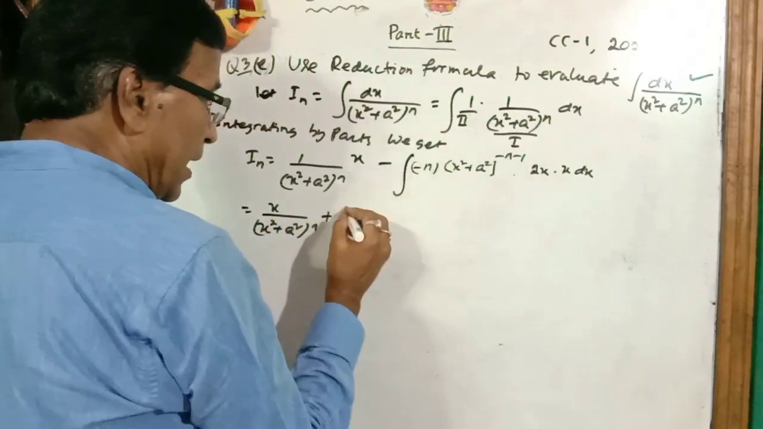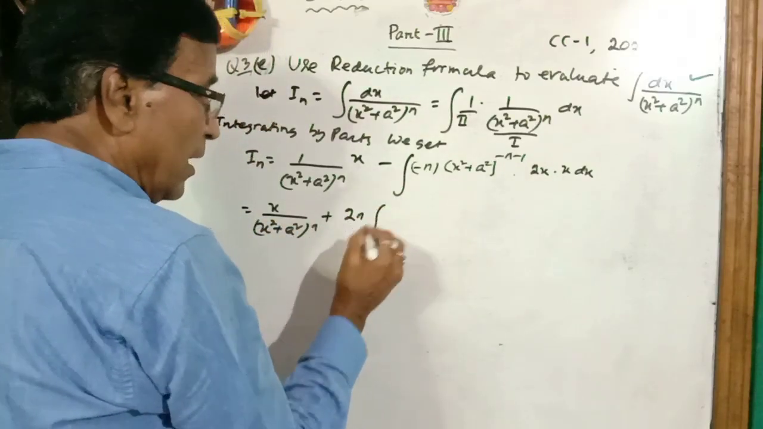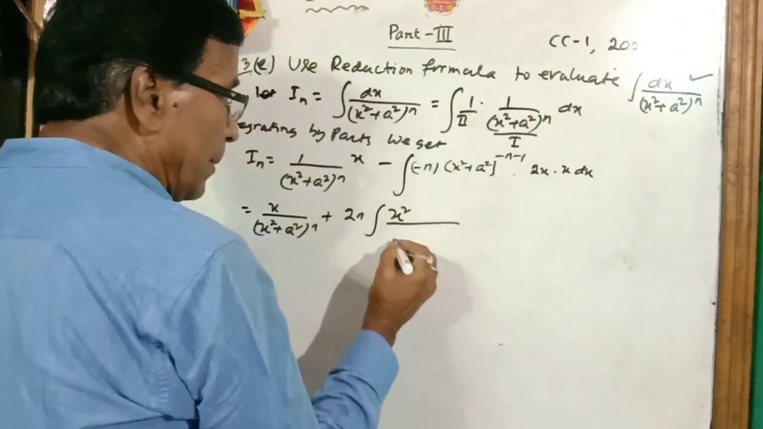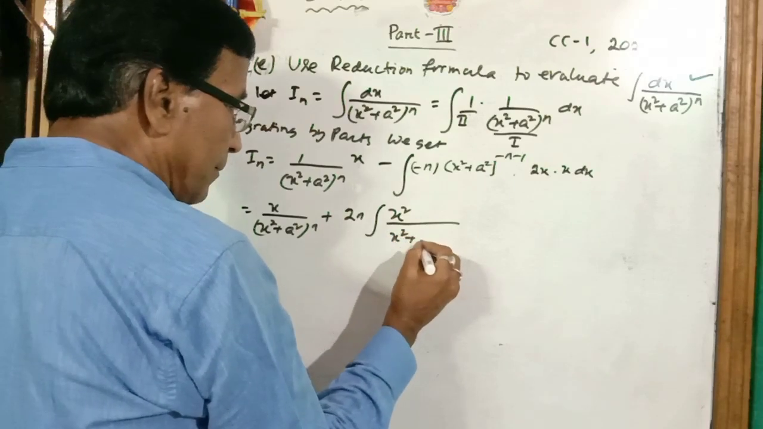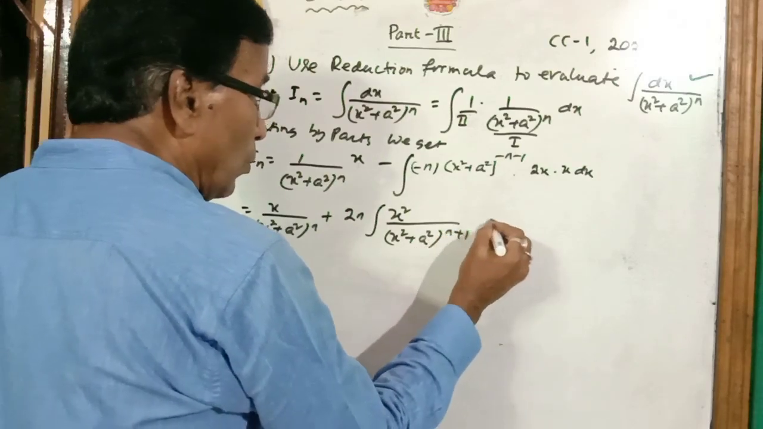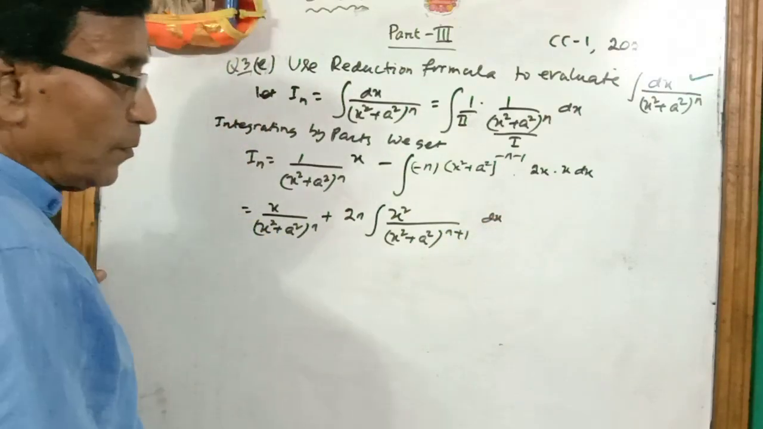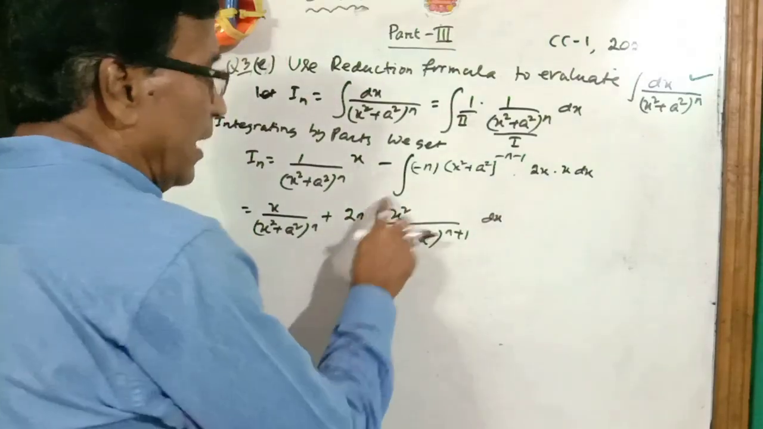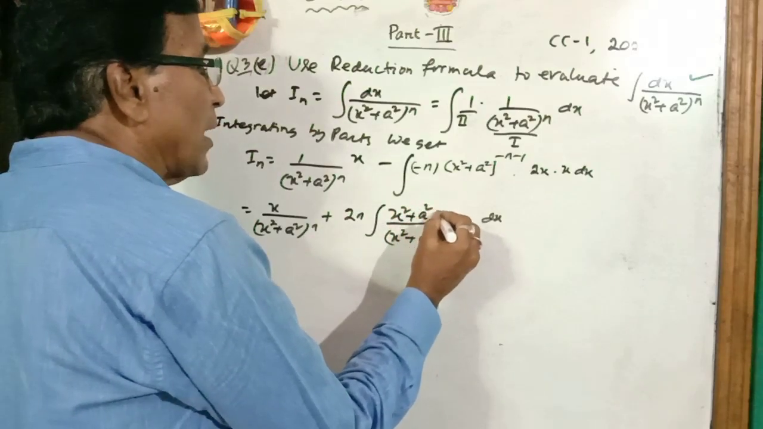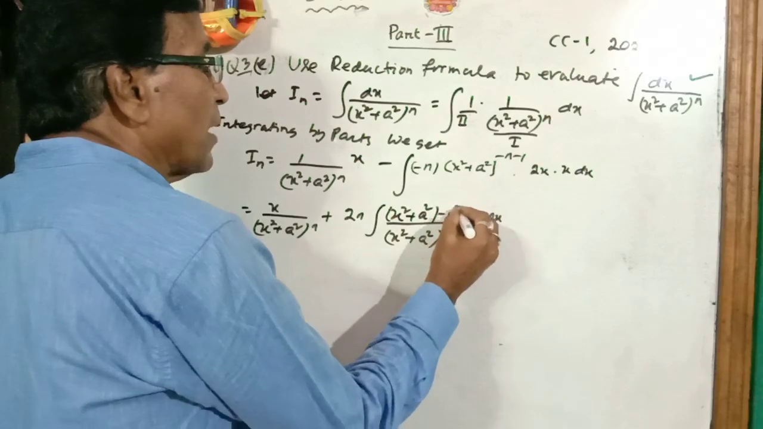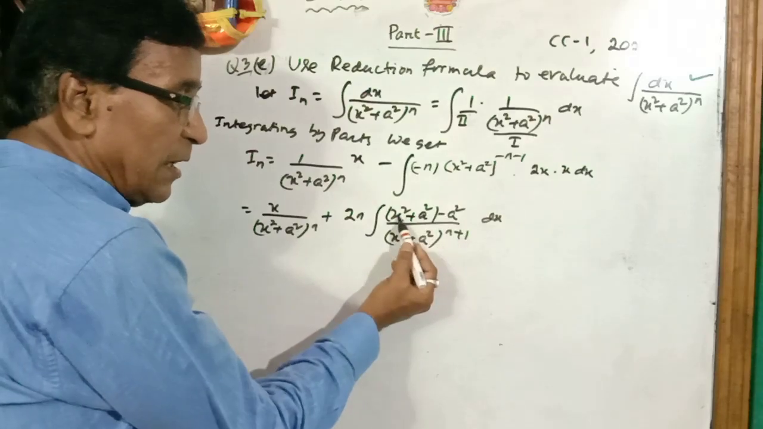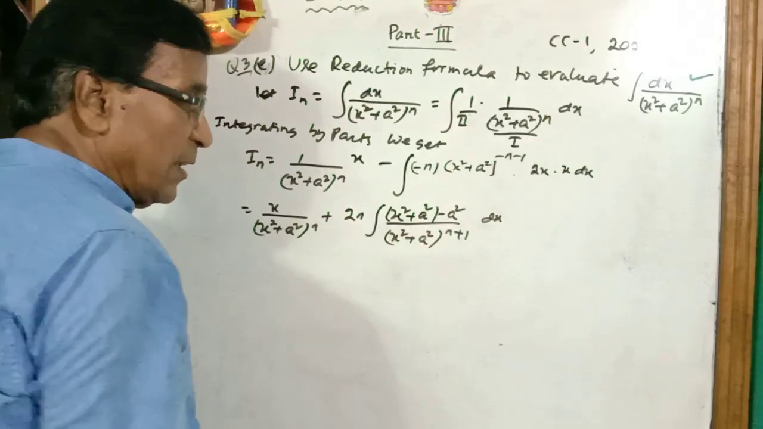So taking 2n common, it is x into x, that is x square, divided by (x square plus a square) whole to the power n plus 1, with respect to x. Now here you see how can you reduce this in terms of I subscript n. So here we will add a square and subtract a square. So it is x square plus a square minus a square, that means it is cancelled out, it is as it is, 2x square divided by this.